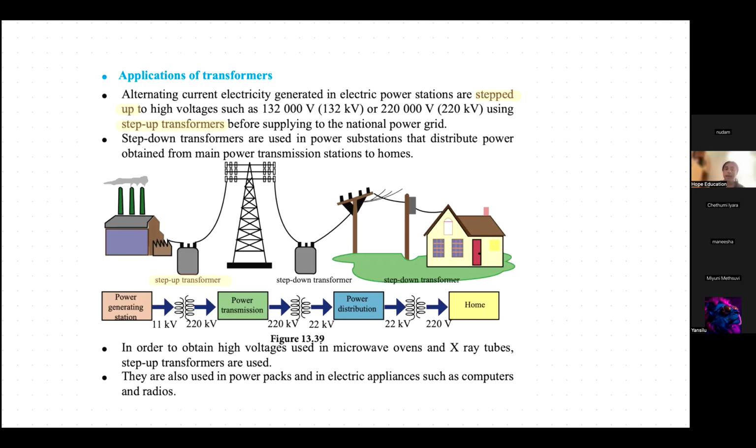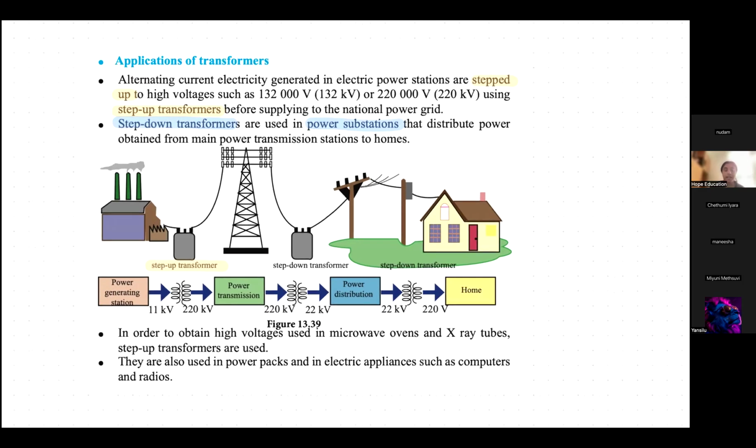Okay. Step down transformers are used in power substations that distribute power obtained from the main power transmission stations to homes, right? When sending power from the national grid to homes, we can't send high voltage, right? Imagine a person getting that current in the middle of the house; it would be too much of a damage. High voltages can't be sent to homes anyway. So when power is sent from the national power grid to our homes, it goes through substations.